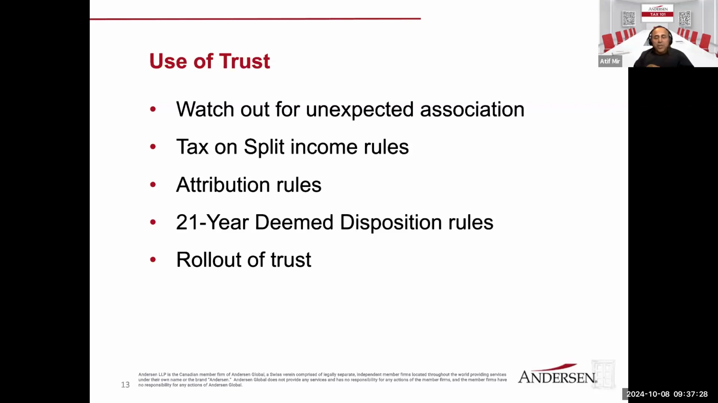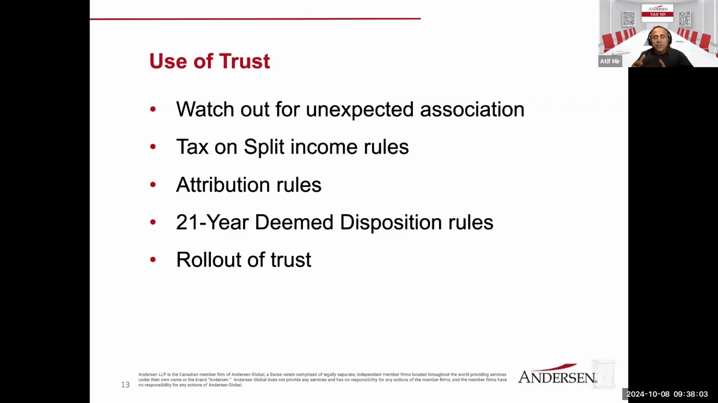Watch out for the 21-year deemed disposition rules. That is something that is often missed. Time goes by pretty fast, and before you know it, you will be calling your tax advisor and saying, hey, my 21-year deemed disposition rules are kicking in, and I have 10 days to figure out a solution. Try to leave at least 2 years for the planner to deal with this. After 19 years, just bring it on the radar of your tax advisor that the 21-year deemed disposition rules are kicking in.